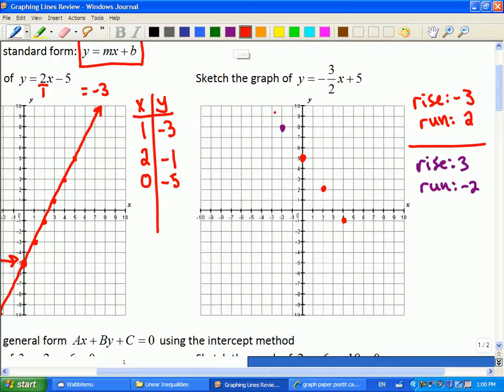So this line then, I could draw fairly quickly, should look about like this.